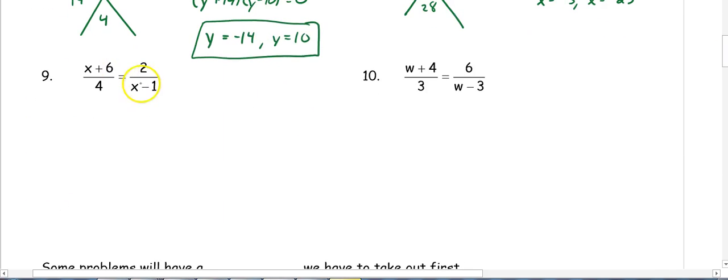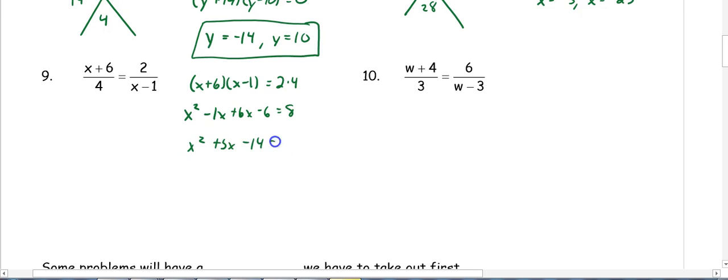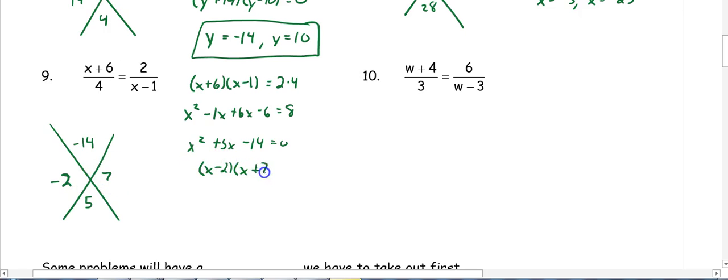Number 9, when we cross multiply, we get x plus 6 times x minus 1 equals 2 times 4. So I distribute, I get x squared minus 1x plus 6x minus 6 equals 8. I can subtract the 8 over, so we get x squared plus 5x minus 14 equals 0. So we need two numbers that multiply to negative 14 and add to 5. So those numbers are negative 2 and 7. So we have x minus 2 and x plus 7 equals 0. Remember, we have to switch our signs. So x is 2 and x is negative 7.